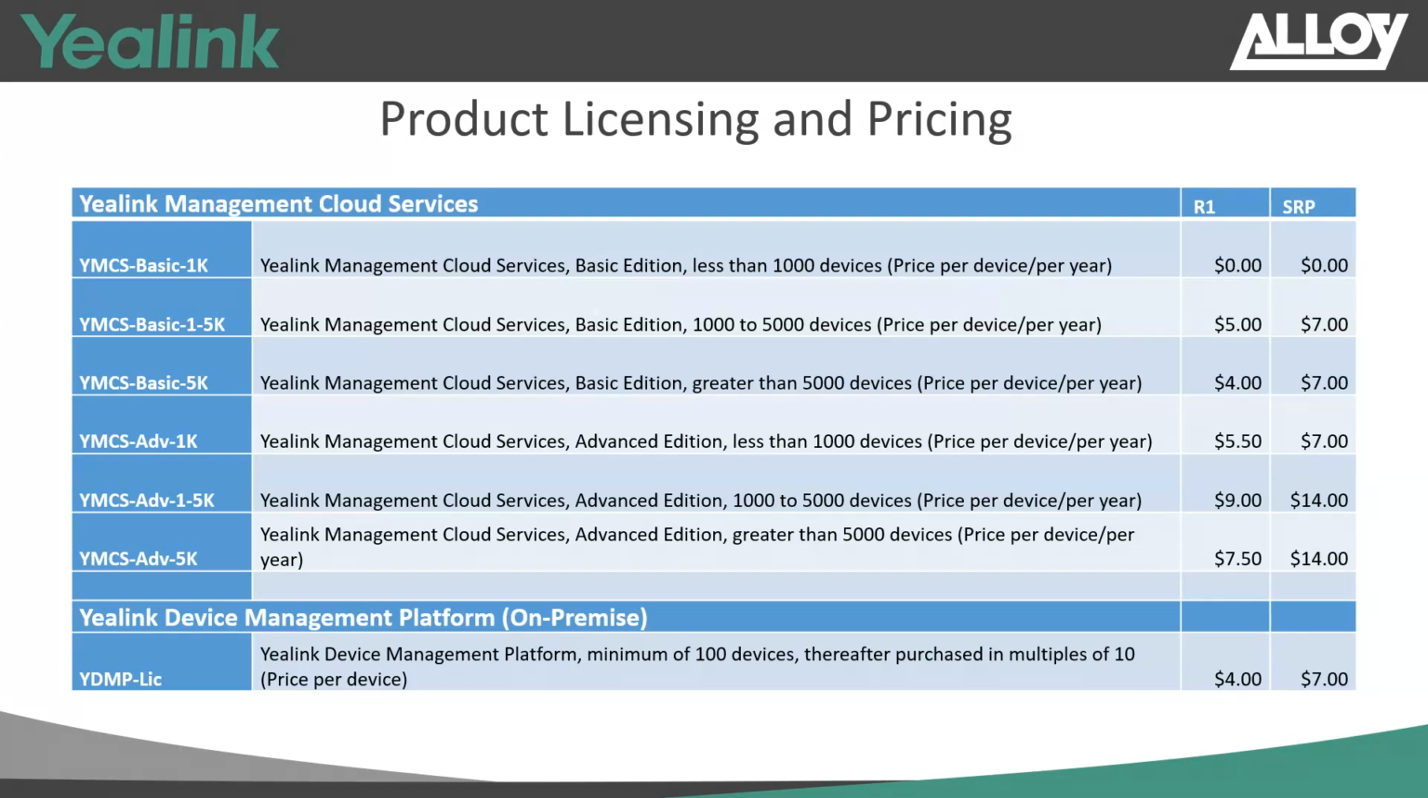Now, when you are purchasing the YDM on-premise variation, you do need to purchase initially a minimum of 100 devices. So the initial price to utilize it would be $400. And then you can purchase licenses in multiples of 10 thereafter. And that's a one-off cost as well. It's not a yearly cost. It's just a one-off purchase.